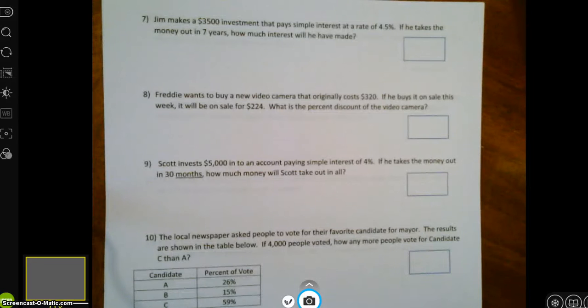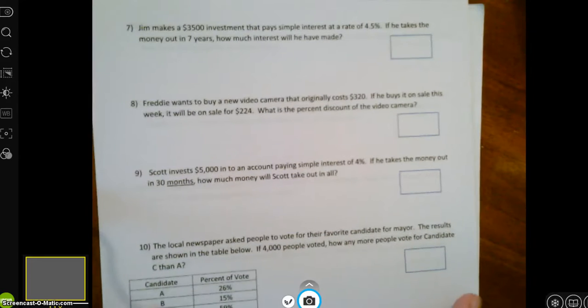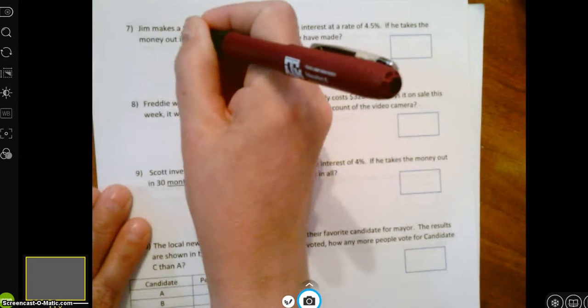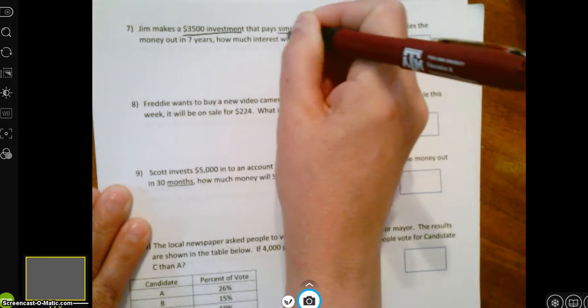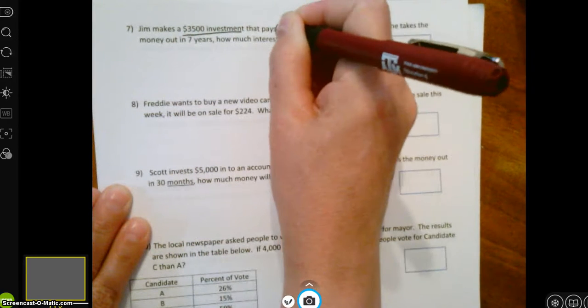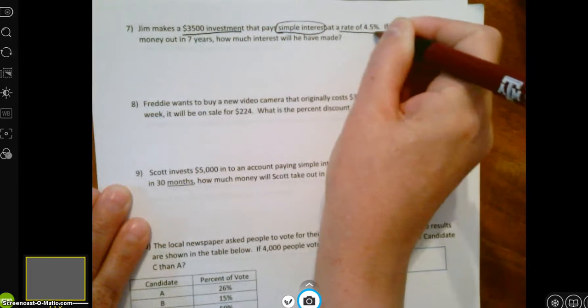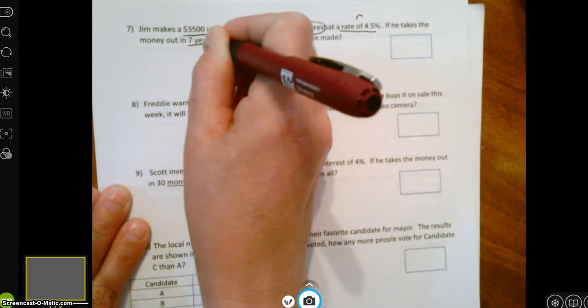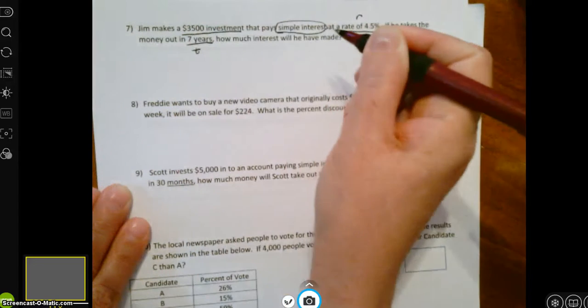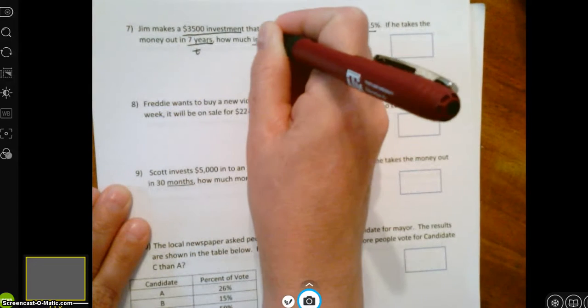So remember, the first thing we want to make sure we do is write on this problem. We have a $3,500 investment. It pays, I'm going to circle this, simple interest at a rate of 4.5%. They take out the money in 7 years. There's our time. How much interest will he have made?